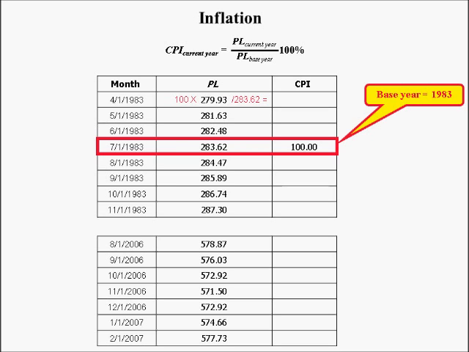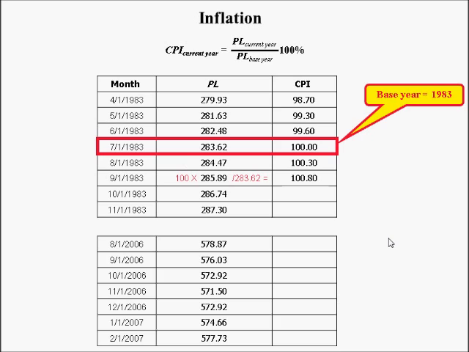Okay, now we divide all the price levels, all the costs of the market basket, by $283.62. Now, all these black numbers in the price level column were simulated. Okay? I just simulated them. So dividing 279.93 by 283.62 gives us a CPI in April of 1983 of 98.77%.